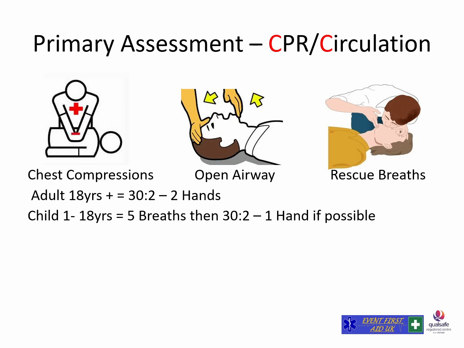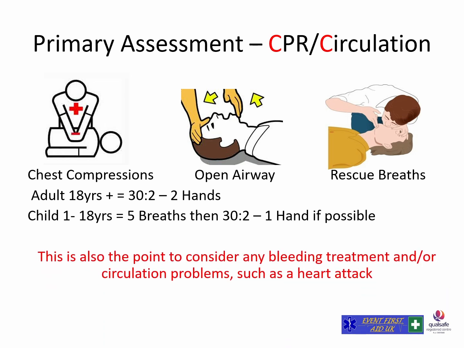With a child, it's still 30 to 2, but this time you're starting off with 5 rescue breaths. One hand if you can get adequate chest depth. You're then 30 to 2, and this is for our 1 to 18 years of age patients. This is also the point where we would consider any bleeding treatment and or circulation problems like heart attacks, for example. They would all be considered here, and we will deal with our minor bleeds and wounds within this segment.